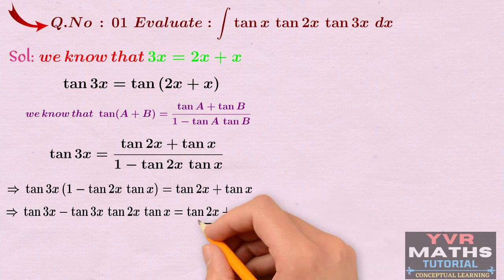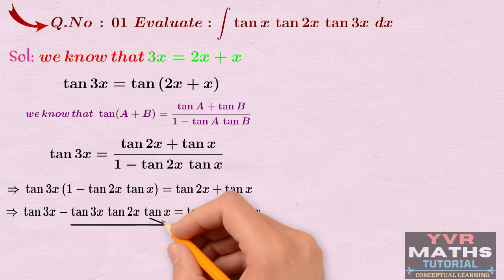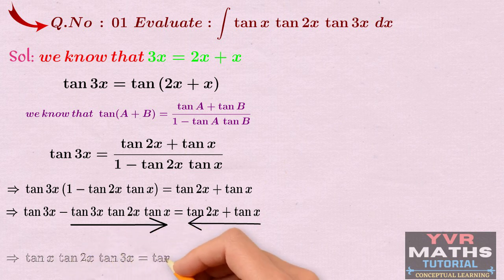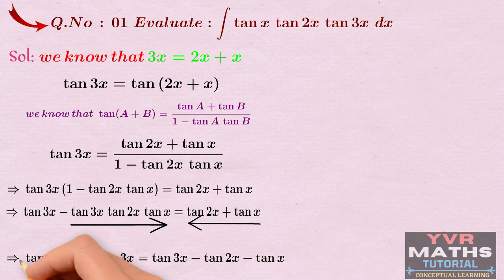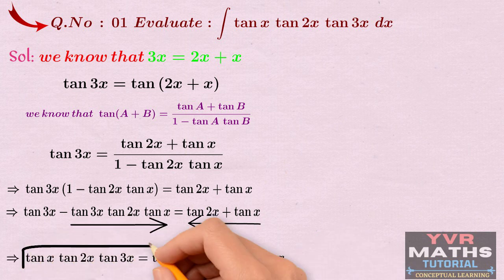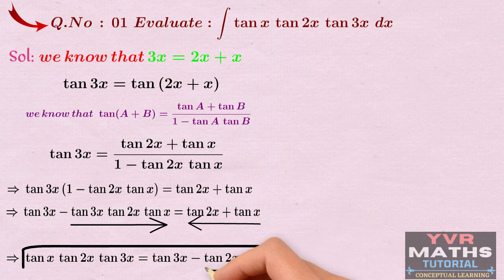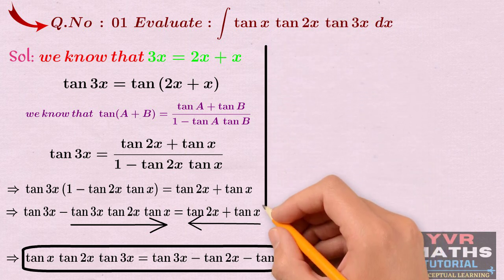Now the two terms on the right side I am shifting to the left side, and from the left side this negative term I am shifting to the right side. Then what we will get? See here, tan x into tan 2x into tan 3x is equal to tan 3x minus tan 2x minus tan x. So what we got now? The value of tan x into tan 2x into tan 3x is tan 3x minus tan 2x minus tan x. If you observe, the given integrand term is this one only.